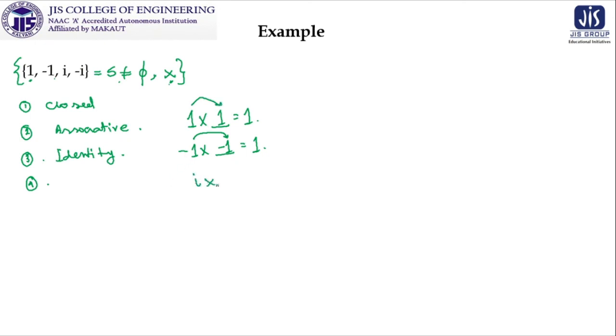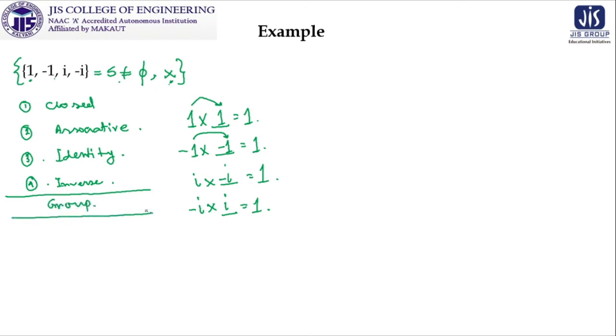Then i into something is equal to 1, what will it be here? i square is minus 1, we know that. So I need minus i, and minus i is present in this set. Similarly, minus i into i is equal to 1. So for 1, for minus 1, for i, for minus i, we are getting 1, minus 1, minus i and i, so that their product is the identity element of this set. So all elements have their inverse. So the inverse property also holds. So ultimately we can claim that it becomes a group.